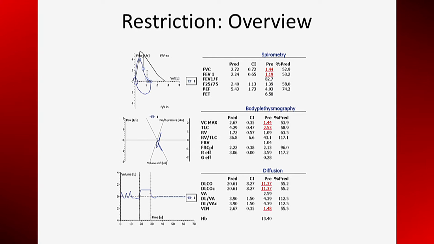This is an overview of an actual PFT performed at University Medical Center in Lubbock, Texas. The pattern of analysis should be familiar to you from the first two lectures. This loop is abnormal, but the abnormalities are different from those of airflow obstruction. The next element is spirometry. The flows are reduced in a pattern consistent with restriction.